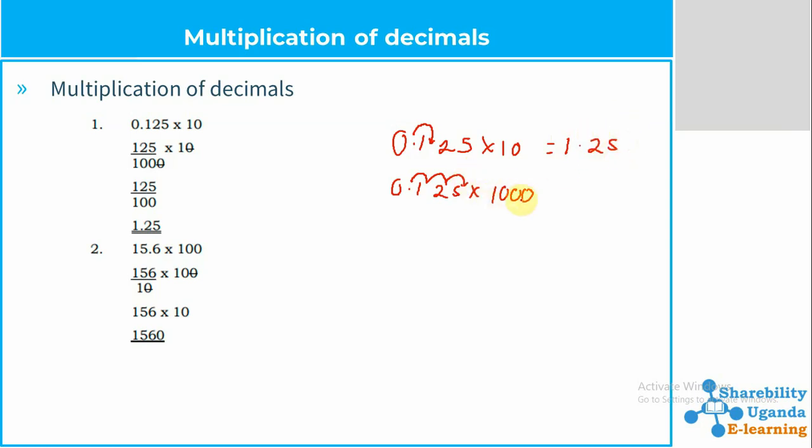If it was times 1,000, this would be equal to our 1, 2, then 5. That could be our number.